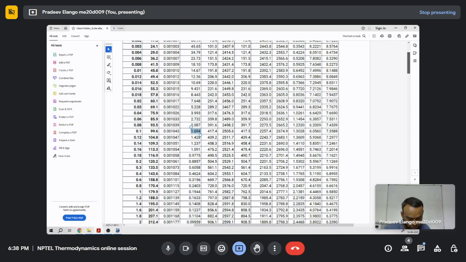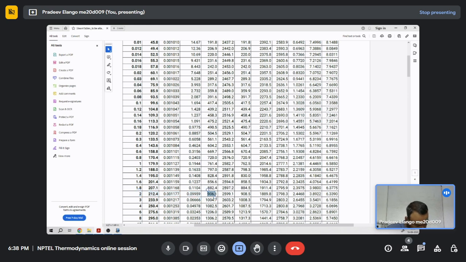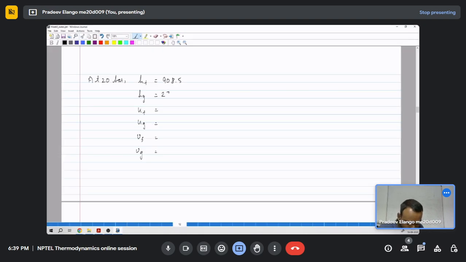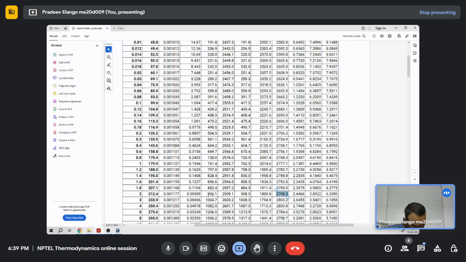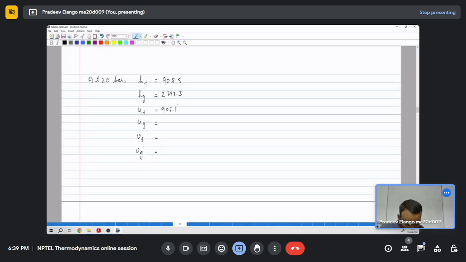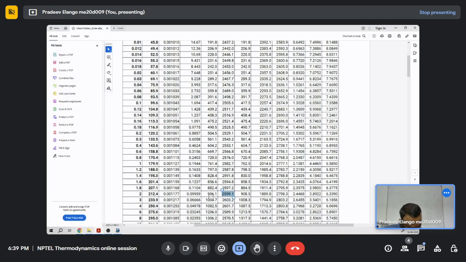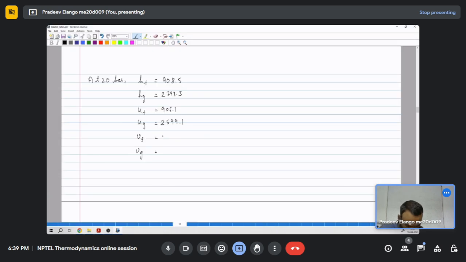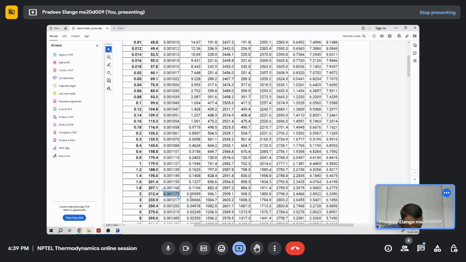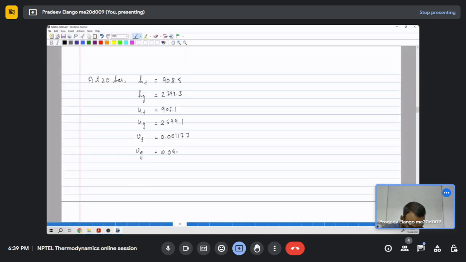So we had 20 bar, that is 2 megapascal, and 906.1 and 908.5 are the enthalpy of the liquid state. Hf is 908.5, and Hg is 2798.3. Uf is 906.1. Ug is 2599.1. Vf is 0.001177, and Vg is 0.09959 meter cube per kg, and all these are kilojoule per kg.